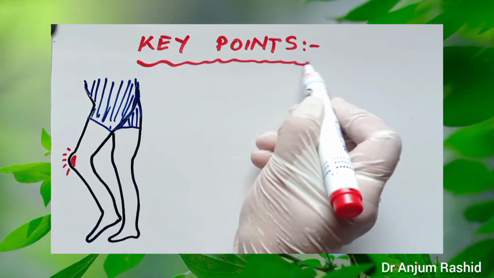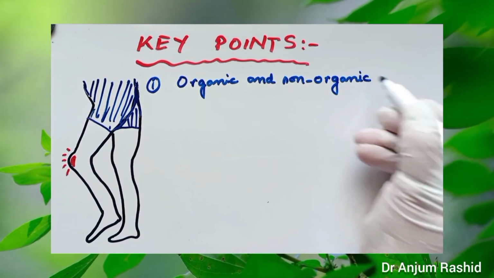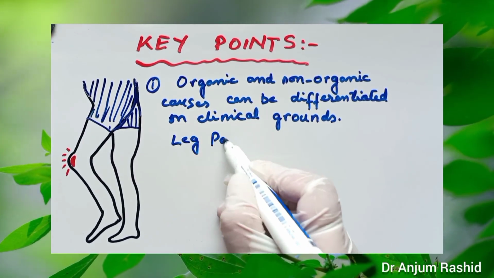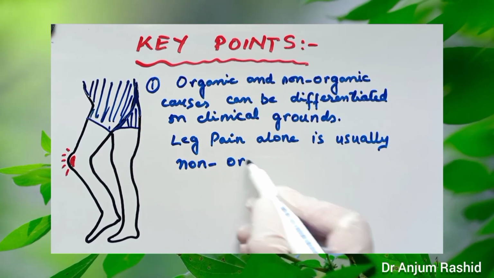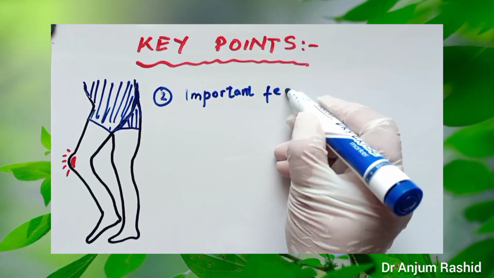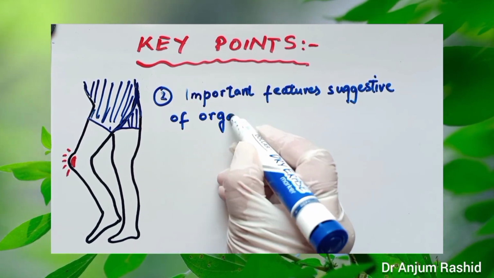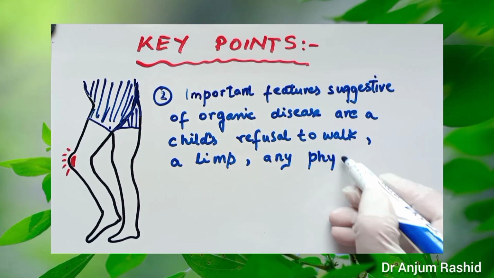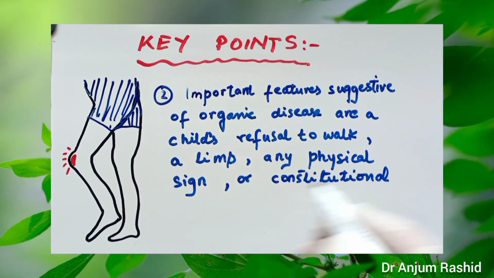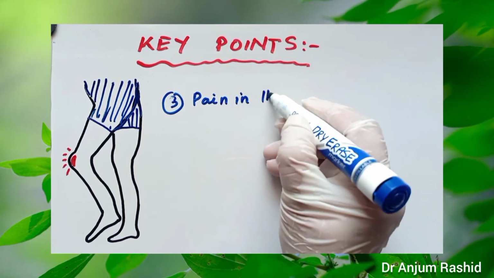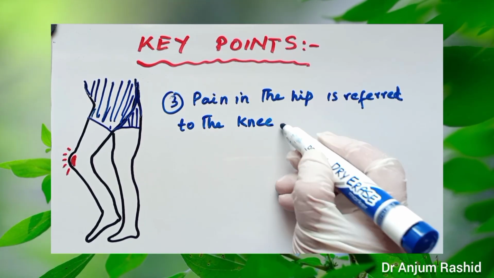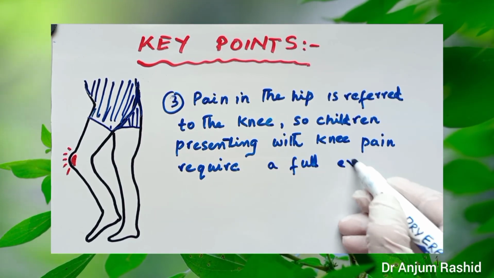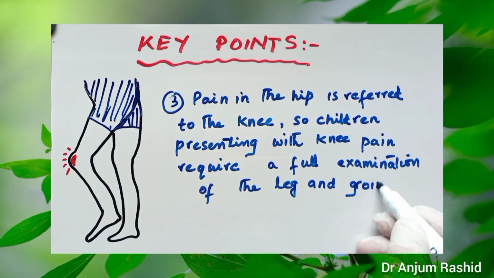Now, some key points for leg pain. Organic and non-organic causes can be differentiated on clinical grounds. Leg pain alone is usually non-organic. Second, important features suggestive of organic disease are a child's refusal to walk, a limp, any physical sign or constitutional symptoms. And third key point, pain in the hip is referred to the knee. So children presenting with knee pain require a full examination of the leg and the groin.